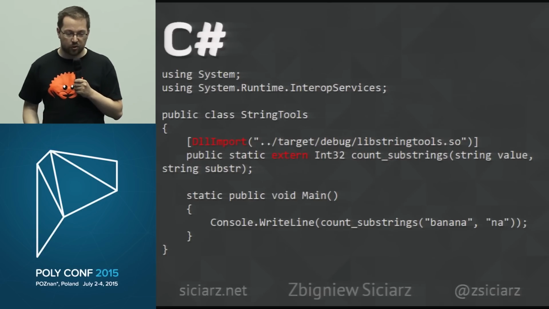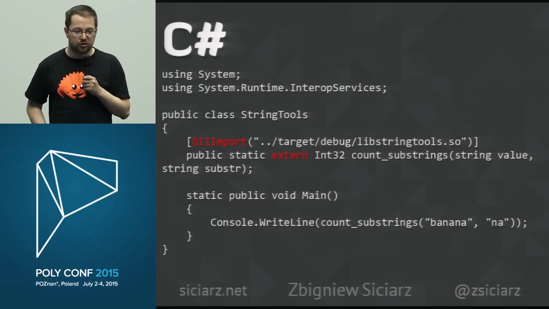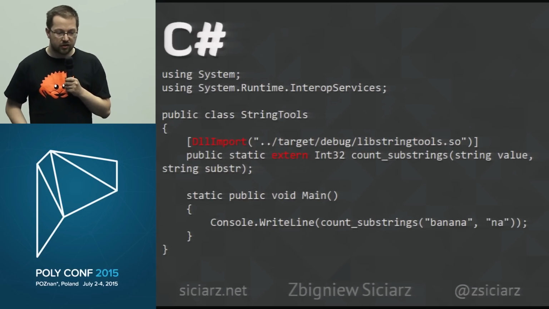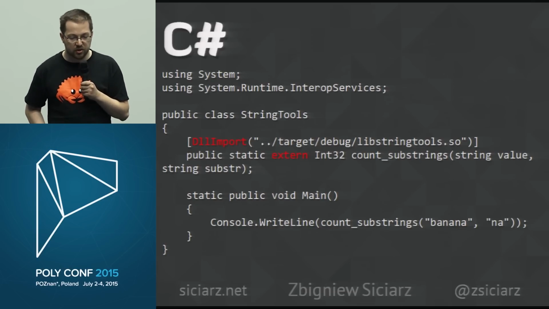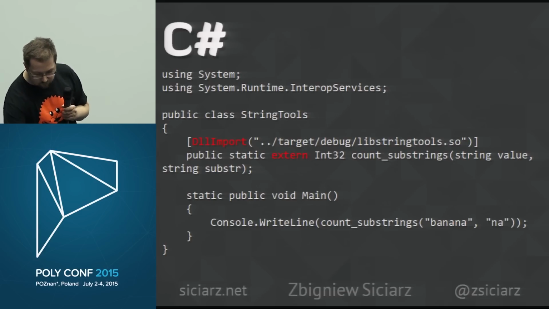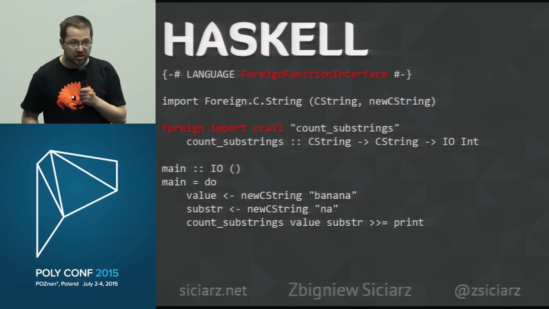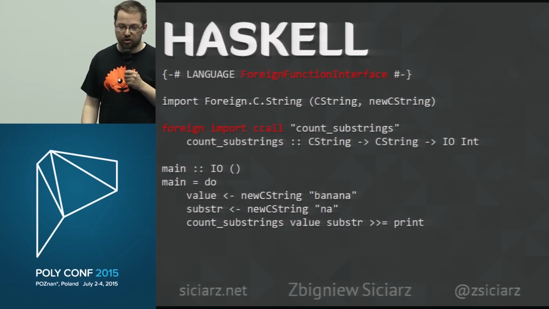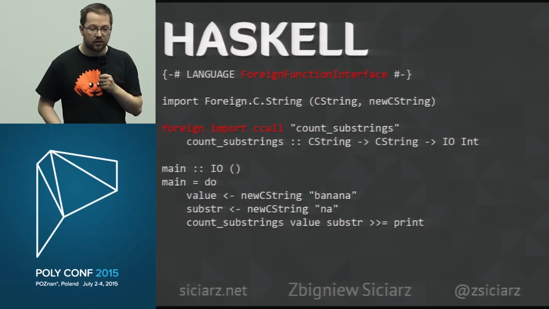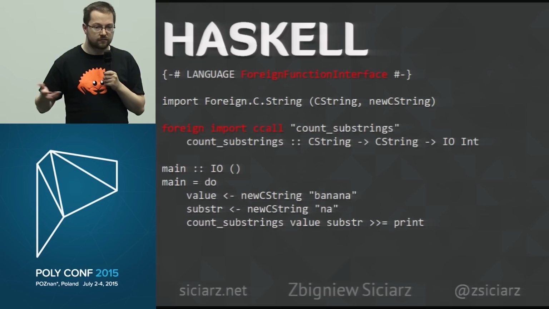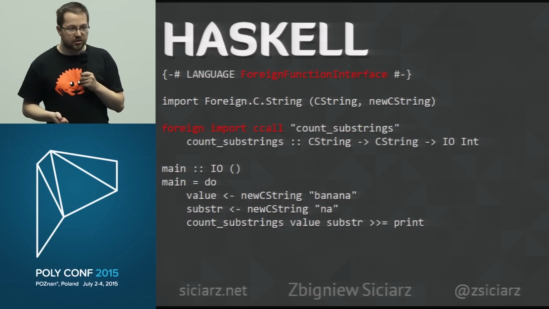Here's C#, which works pretty well under Mono or under .NET, and it uses the native features of interop services. DLL import and an external declaration is everything that you need to call C or Rust from C#. And I think this is portable to other .NET platform languages. Here's Haskell, where you need to use a language extension in GHC, foreign function interface, which adds a few keywords like foreign import ccall. And there's some wrapping around from Haskell strings to C strings, but other than that boilerplate, it is rather straightforward.